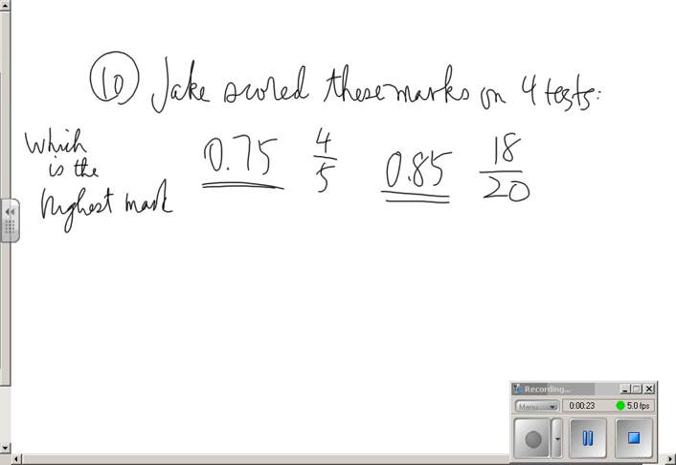But that's actually 75 hundredths. So 75 hundredths, which is incredibly easy to change to a fraction, and 85 hundredths, which equally is incredibly easy to change to a fraction. We really have these fractions here.